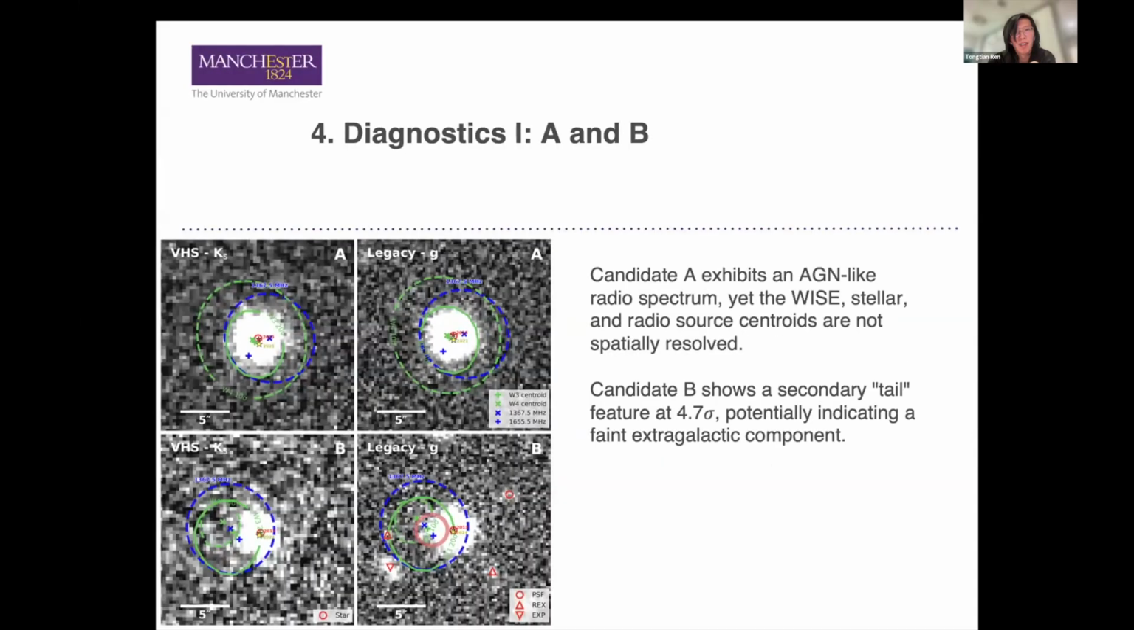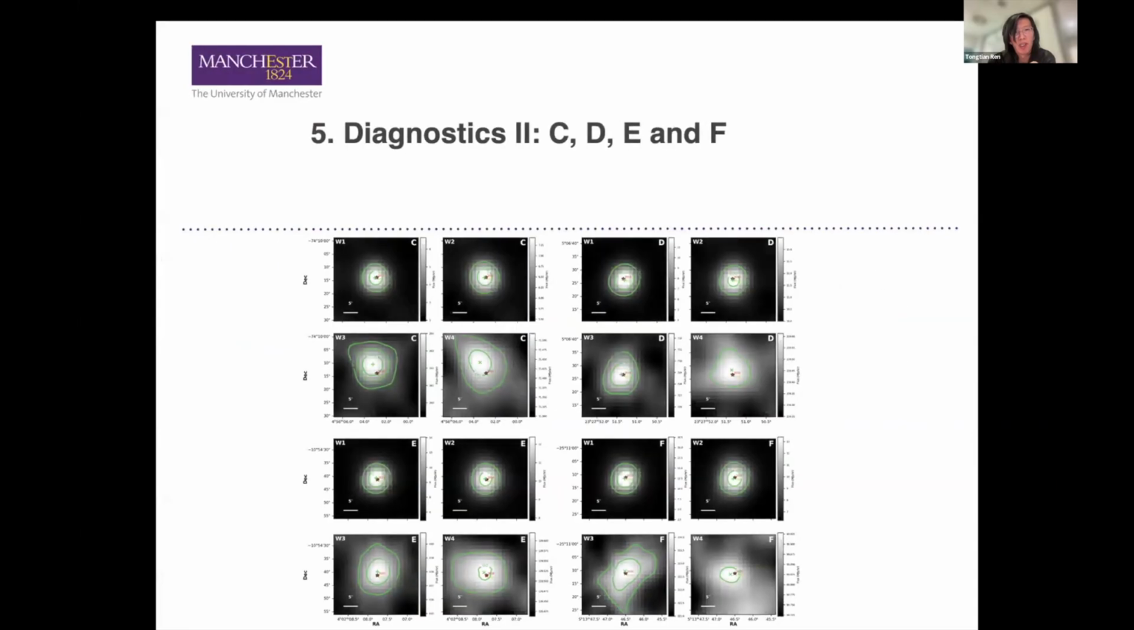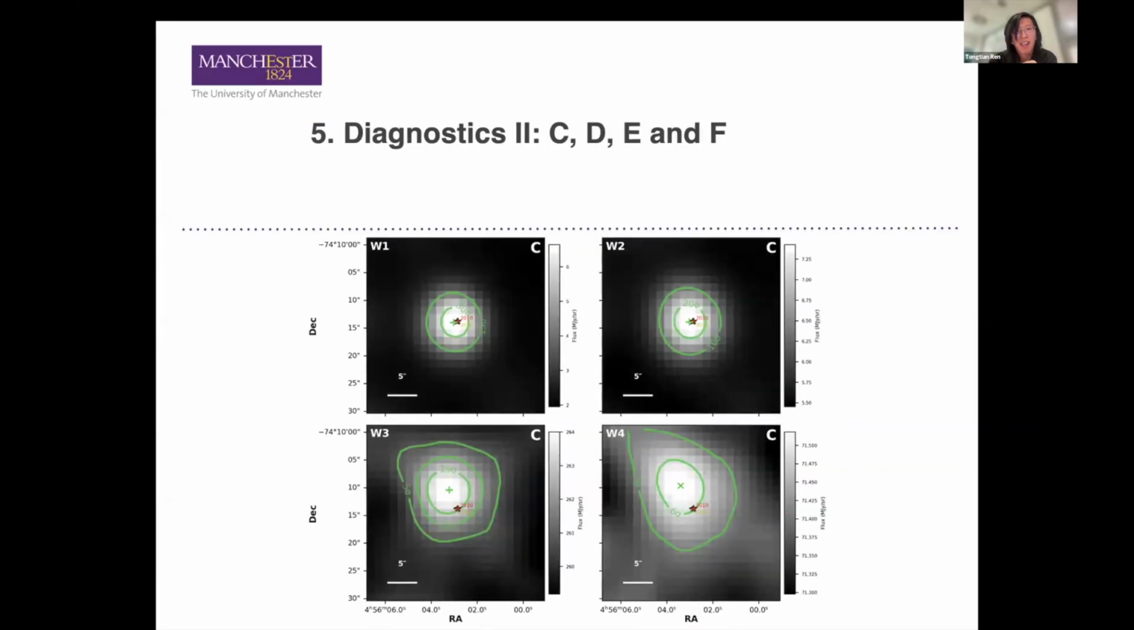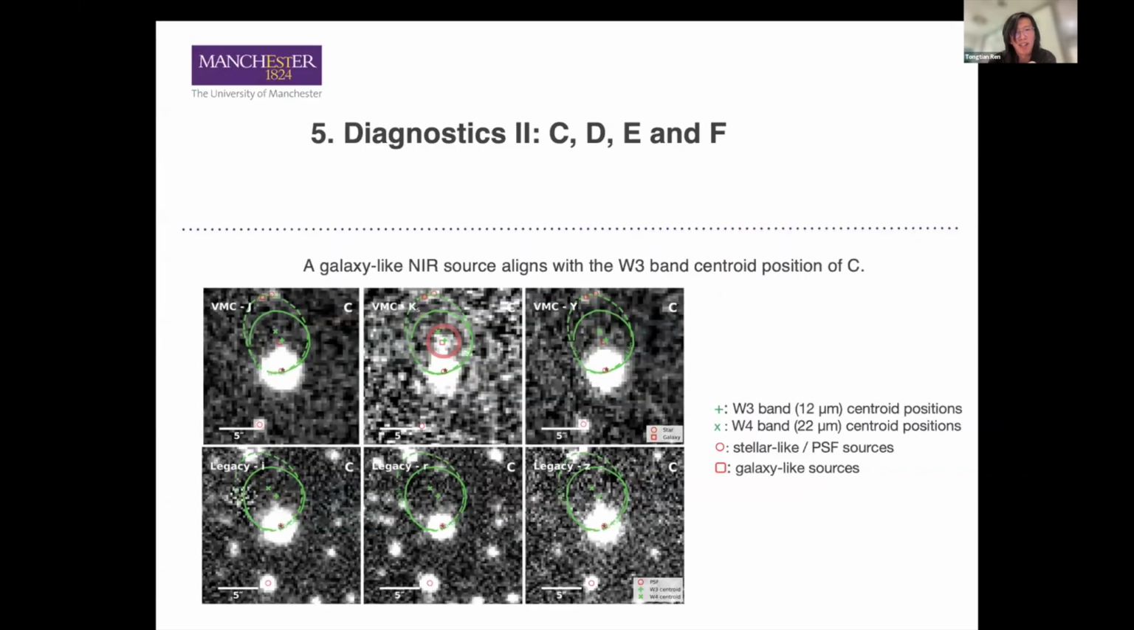So let's move to the other four candidates, C, D, E, and F. Let's focus on candidate C. You can see the green contours still represent the significance level of the middle infrared emissions across the 4 WISE bands. You can see W4 and W3 are significantly offset from the position of the star by over 5 arcseconds.